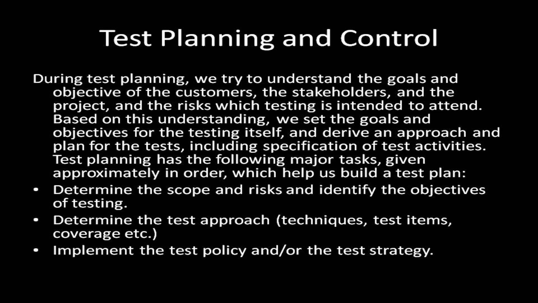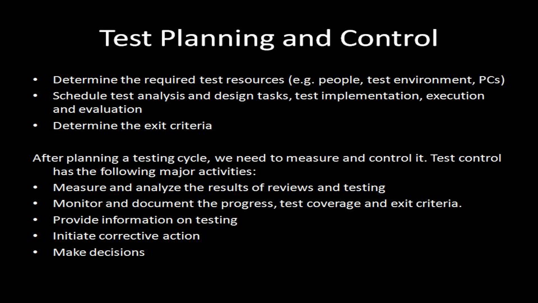We mentioned that there may be an organization or program policy and strategy for testing. If this is the case, during our planning we must ensure that what we plan to do adheres to the policy and strategy, or we must have agreed with stakeholders and documented a good reason for diversion from it. Determine the required test resources, e.g., people, test environment, PCs. Schedule test analysis and design tasks, test implementation, execution, and evaluation. Determine the exit criteria.